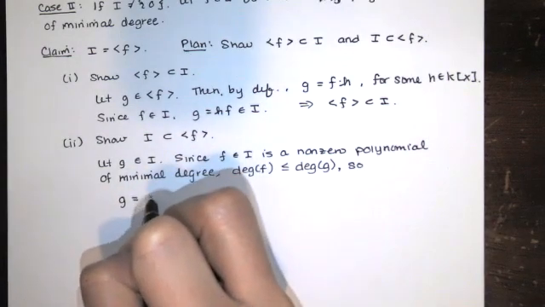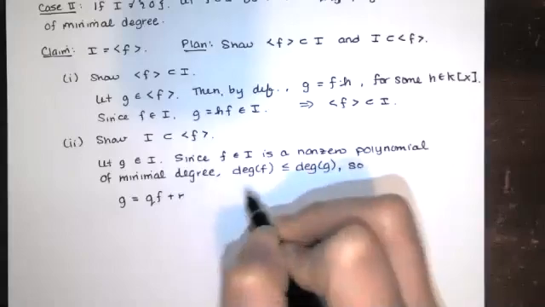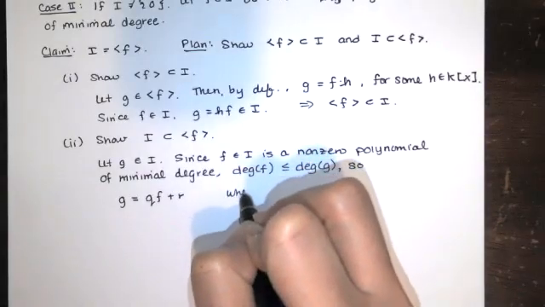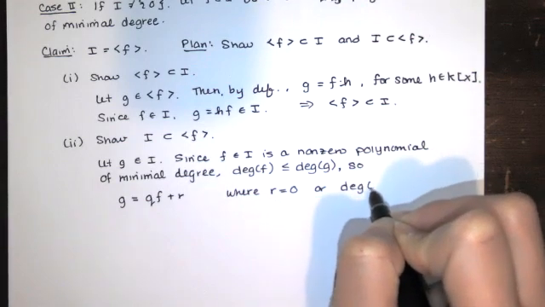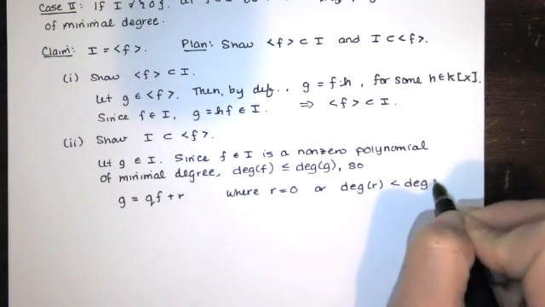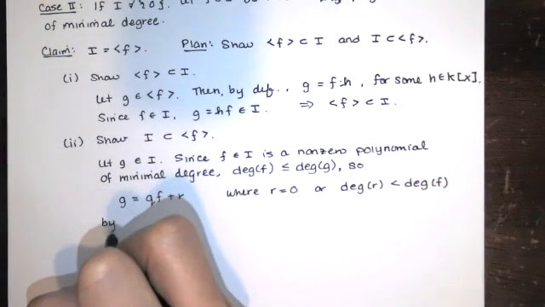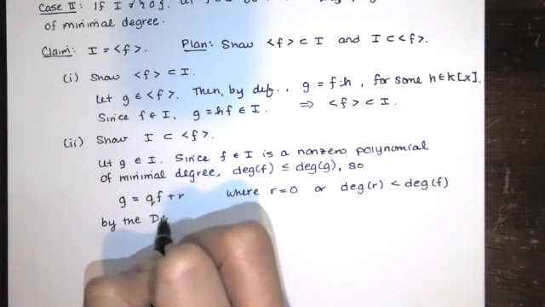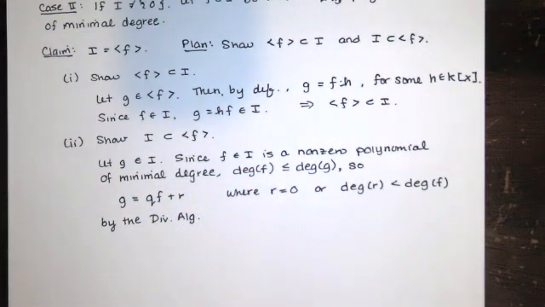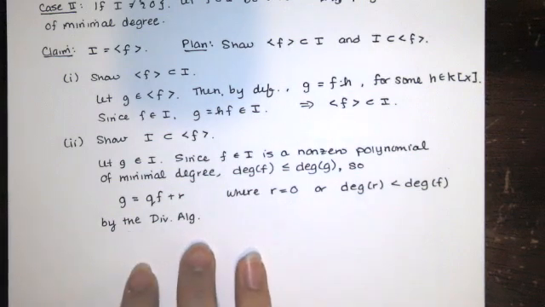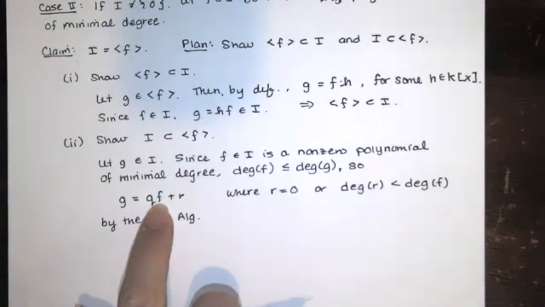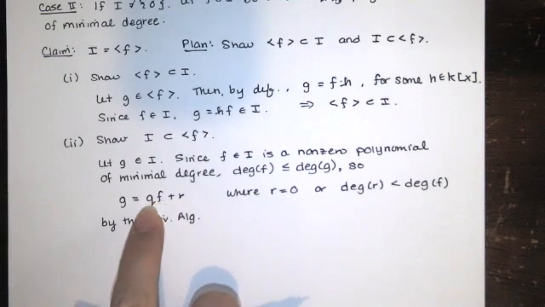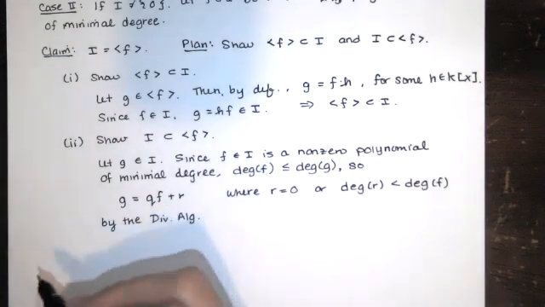So g can be written as q times f plus r, where either r is equal to 0 or the degree of r is less than the degree of f by the division algorithm. And that's why we need the division algorithm in order to prove this result. Okay, so we know that this is true. Now, we already know that f is in I. Since f is in I and q is a polynomial in our ring, q times f is in I.